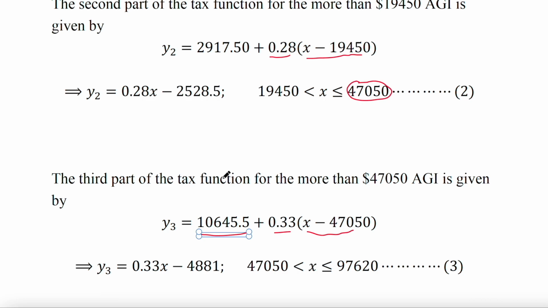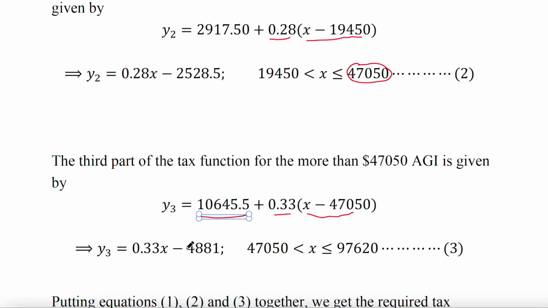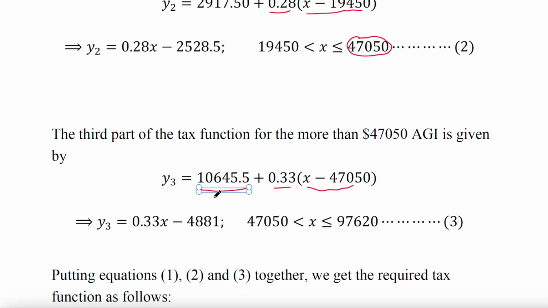And how can you simplify it? If you just multiply this and this one, you will get this one. And if you multiply 0.33 into 47,050, then add this amount, you will get this one. So the third piece is for this range, 47,050 to 97,620.